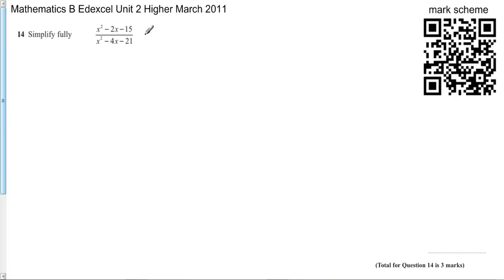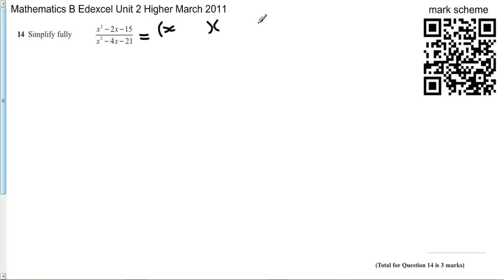And if we look to factorise the top, I can see it's going to go into two brackets because we've got an x squared term, an x term, and a number term. So if you've got an x squared term and a number term, it's going to go into two brackets potentially.